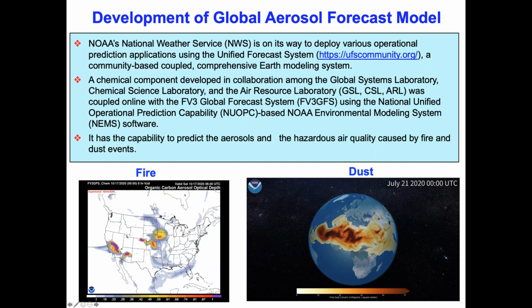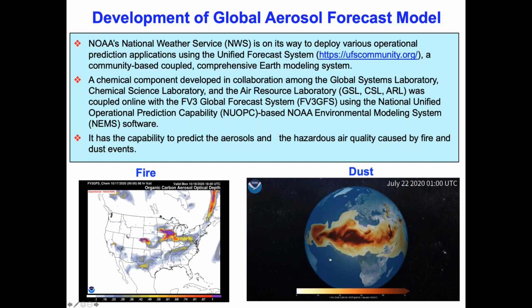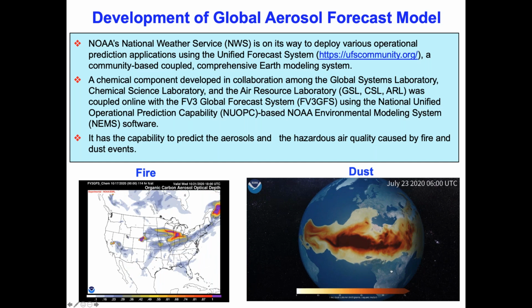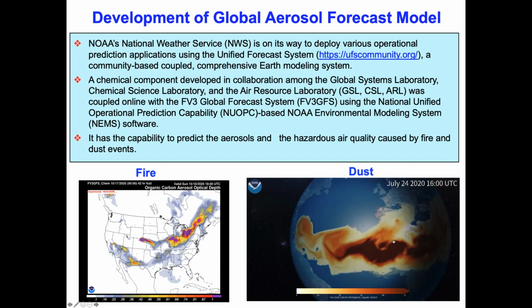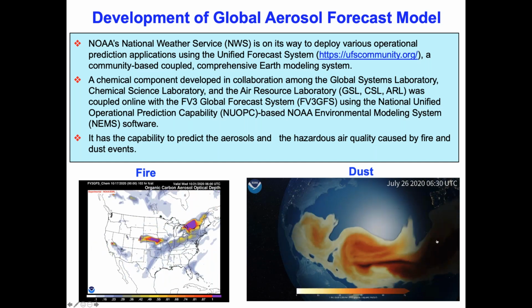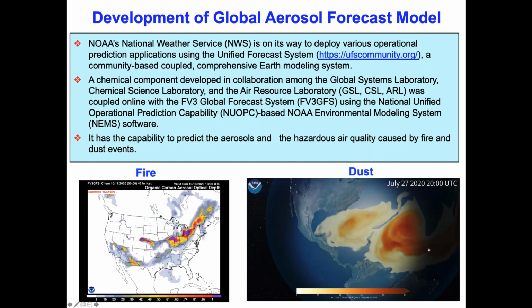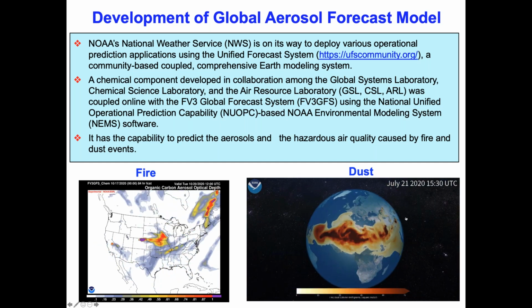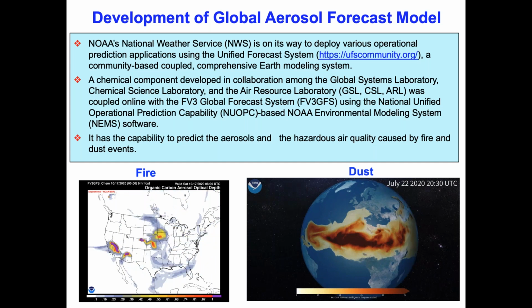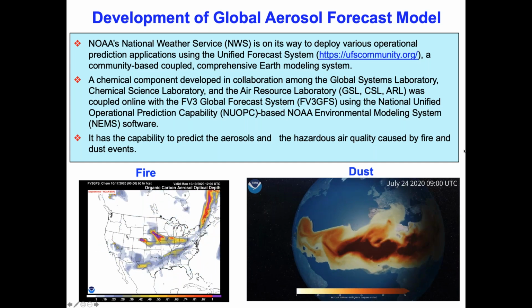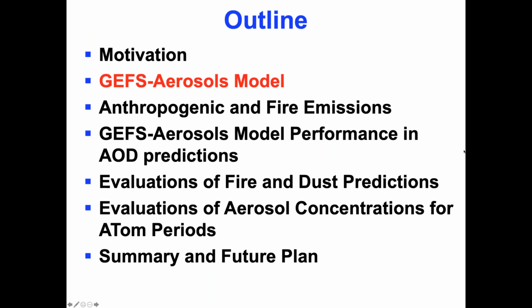It has the capability to predict aerosols and hazardous air quality, such as fire events. Here's an animation of the fire event last September. It also has the capability to predict dust plumes. Now, this is the Sahara dust event last summer, with long-range transport which can impact the United States from Africa. So the second part, I would like to introduce more details about the GEFS aerosol model.